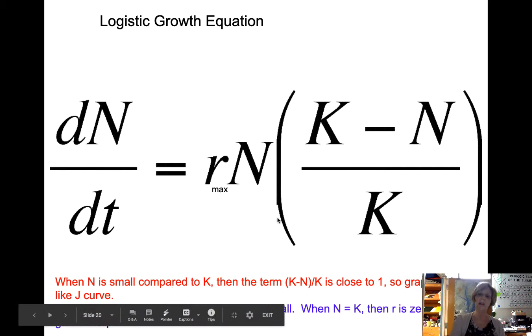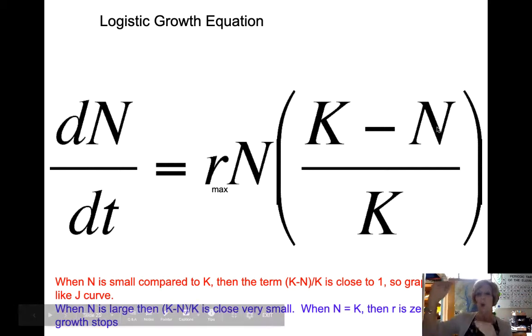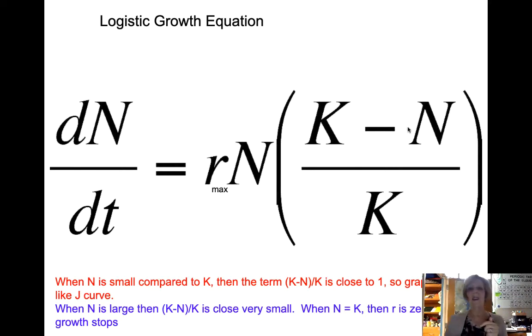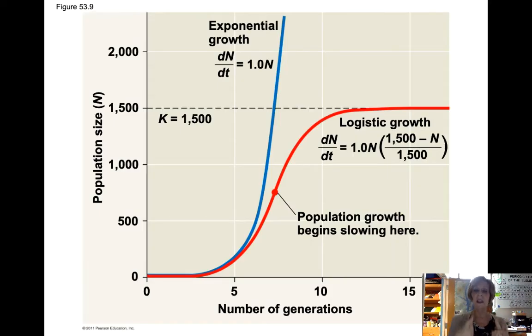When N starts to get very large, when N starts to get close to K, then this mathematical expression here is going to be 0, right? Or it's going to be very close to 0. If this is 0, 0 times rN is 0. And so that means the growth rate is leveled out. Growth stops and it begins to get flat. The steepest part of my logistic growth curve is when N is about half K. All right, so that's going to be my steepest part of my growth curve right here.